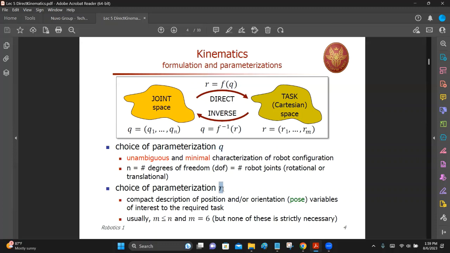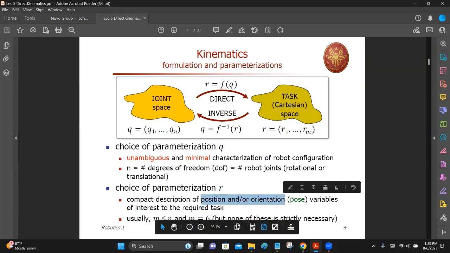Okay, so R, as I already explained, is how you define your Cartesian position and posture. So we call it position and orientation. So the pose, right? So the way you describe it. You can describe the manipulator in whatever form you need.